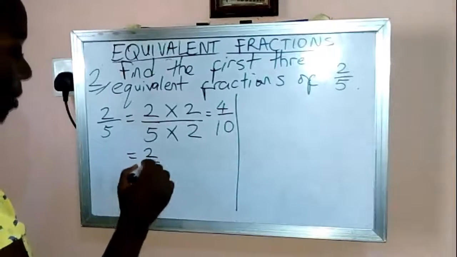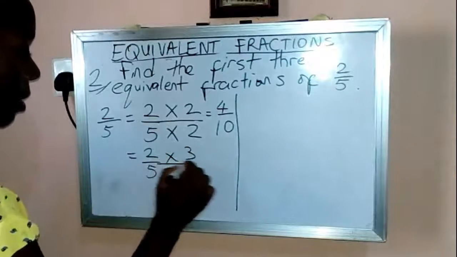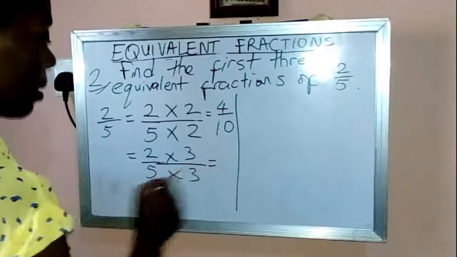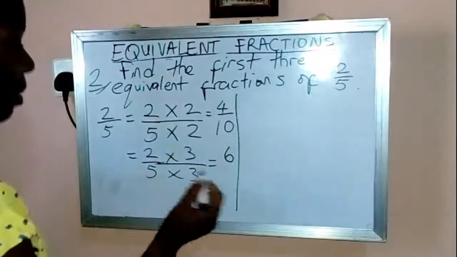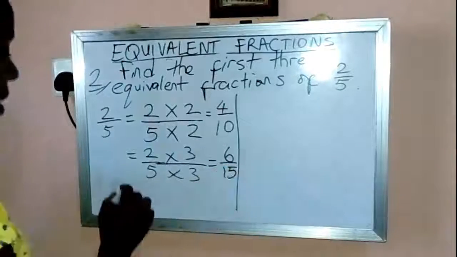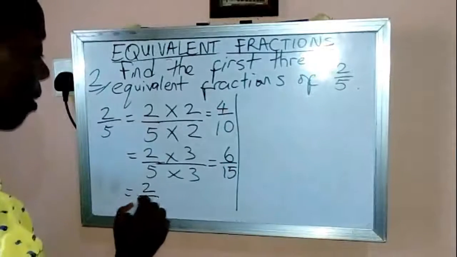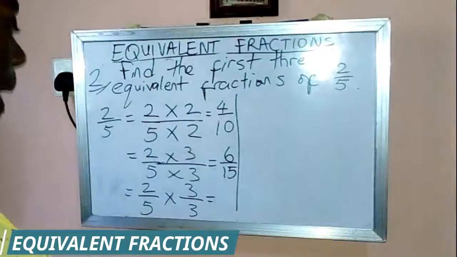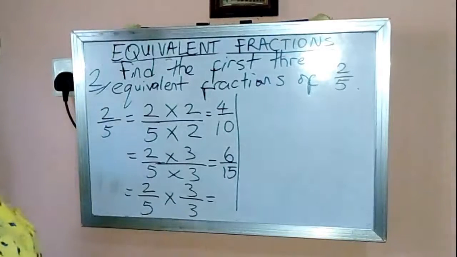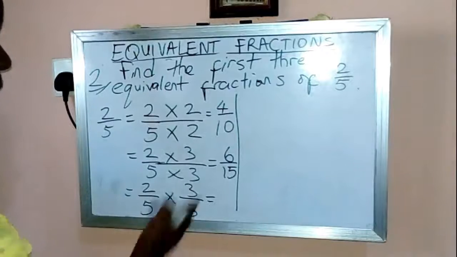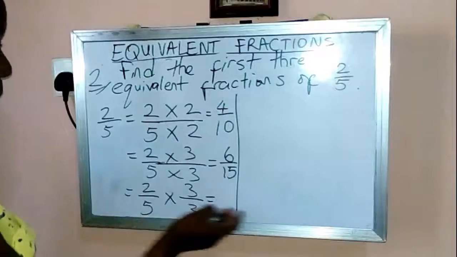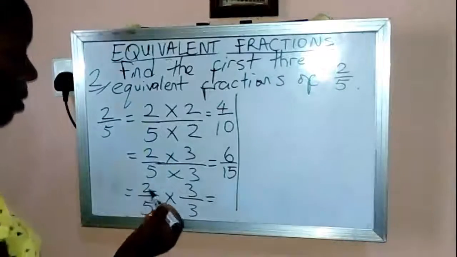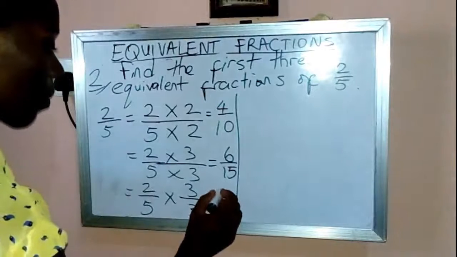Let's move to the next one. We have 2 over 5 again times 3 over 3. Okay? Now, 2 times 3 will give us what? 6. 5 times 3 will give us what? 15. Someone may write it like this: 2 over 5 times 3 over 3. It's still the same thing. Why? 3 over 3 is the same thing as 3 divided by 3. That's 1. Okay? 2 over 5 times 1 is still 2 over 5. Alright? So let's see if I multiply it out. Let's see what we get. 2 times 3 will give me what? 6.